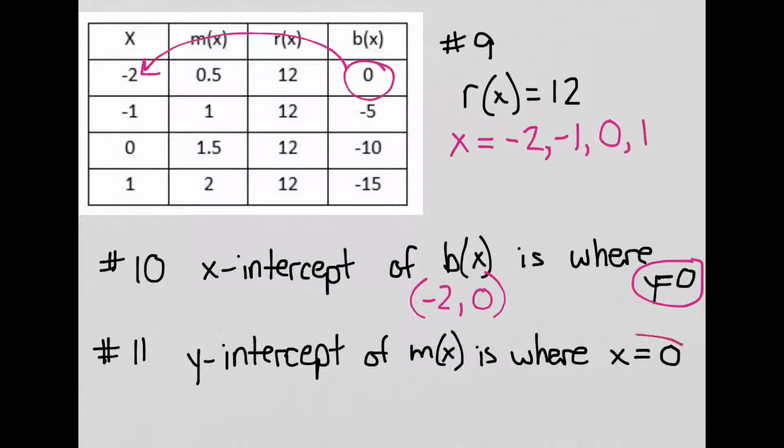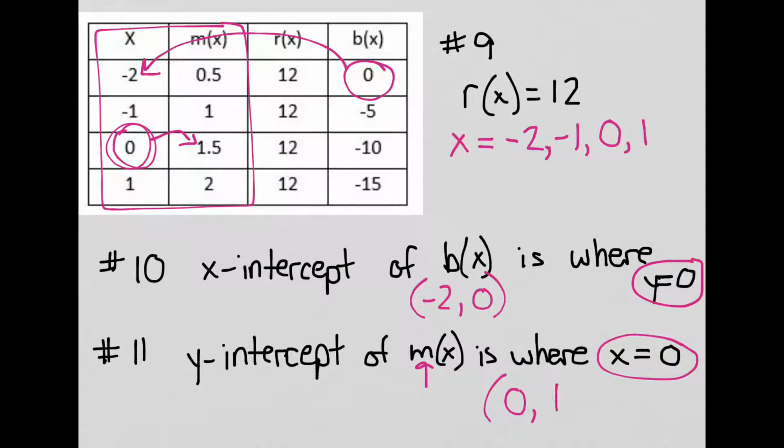Now let's find the Y-intercept on number 11. That must be where X equals 0, and I'm doing the function M this time. So here's my function M. I'm kind of just looking at these. And when X is 0, our M of X was 1.5. So that means that X is 0 and M of X is 1.5.